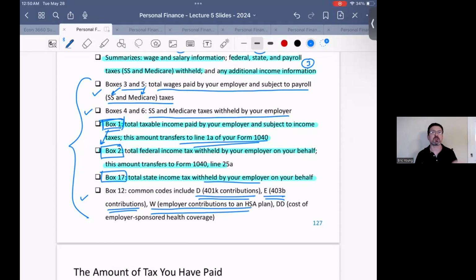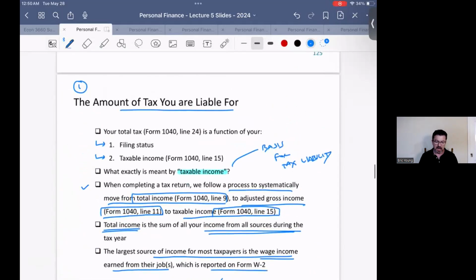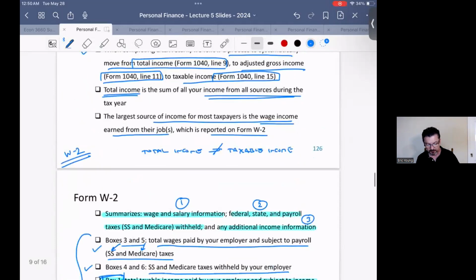So if you have a boss who pays for your health insurance, code DD is where your employer indicates to you and to the IRS just how much your employer spent on your healthcare benefits. So that, my friends, is Form W-2. And that ties us back into the amount of tax that you're liable for.